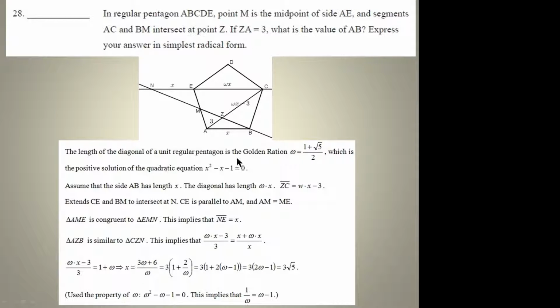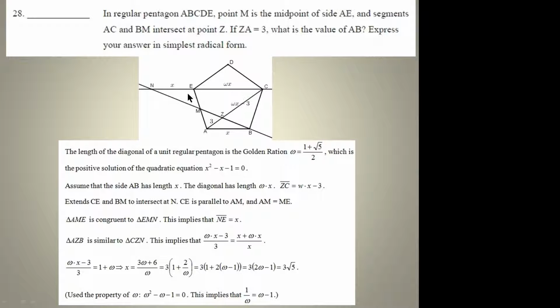Look at here, this is omega x. Of course, AC is also omega x. So CZ will be omega x minus 3. Okay, that's omega x minus 3. And look at it here. Those two lines intersect at M, and M is the midpoint of AE. Because here AB is parallel to CN, look at the symmetry here. AB is parallel to this line.